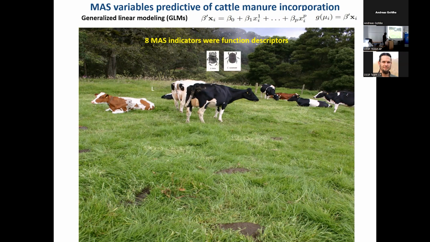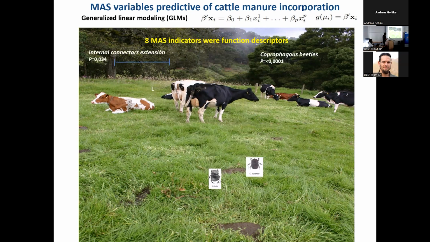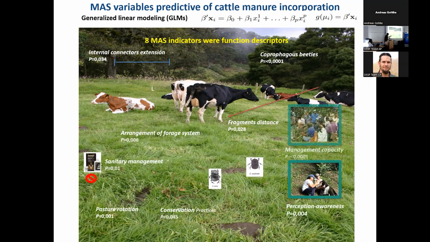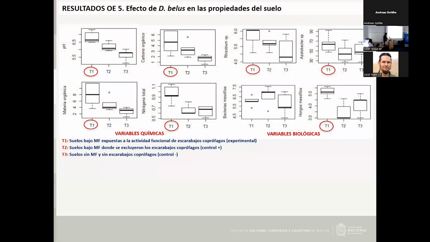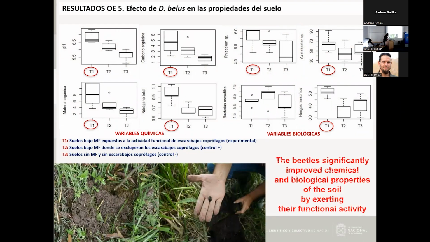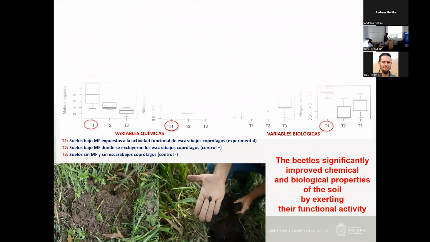Of course, the beetles were a big indicator of the functionality, but also the internal connector extension, the fragment distance, the arrangement of forage system, the sanitary management, the pasture rotation, the conservation practice, and perception of agriculture and the management capacity. And so on. We have other very interesting results, but I want to say only that the beetles significantly improve chemical and biological properties of the soil by exerting their functional activity.